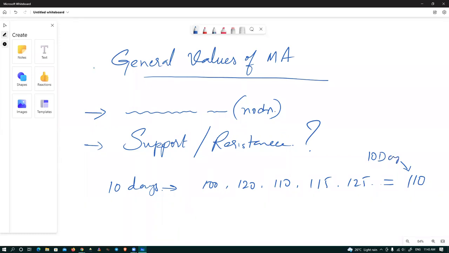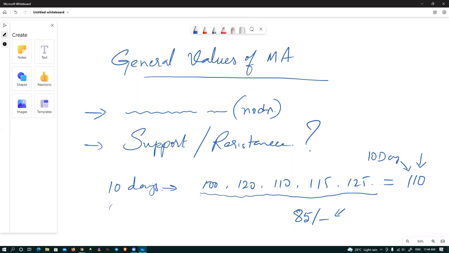So suppose today the price of the share is trading at 85 rupees. It means something is wrong. We can understand earlier 10 days it was trading at 110 rupees on average, but today it is trading at 85 rupees. It means something wrong has happened. We don't know what is that wrong, but something wrong has happened. That is the interpretation.